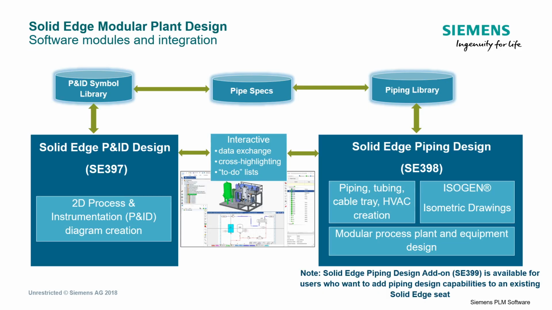Here are the different software models that are available for Solid Edge modular plant design. So we have the P&ID symbol library, and that links up very nicely with the Solid Edge P&ID design module. And then we have the piping design library, and that fits in with the Solid Edge piping design module. And these two actually interface and exchange data between each other.